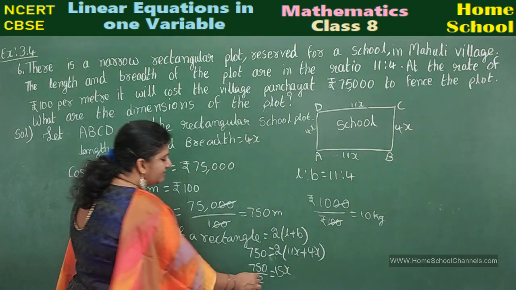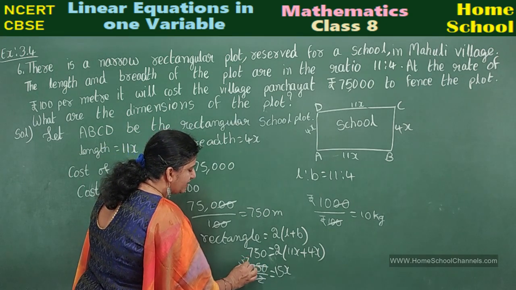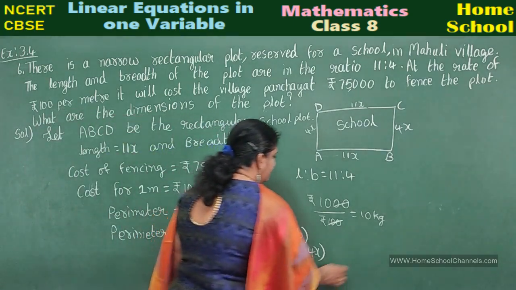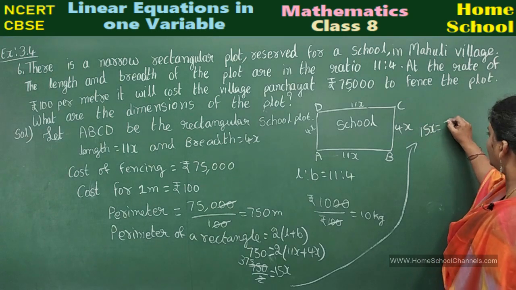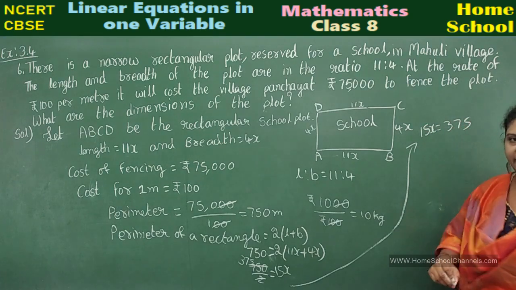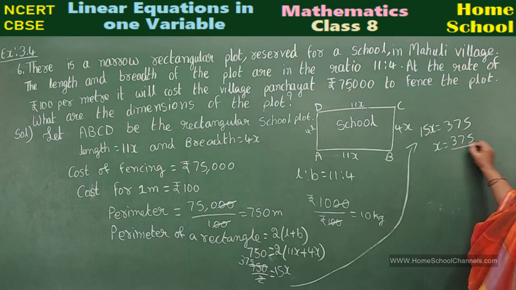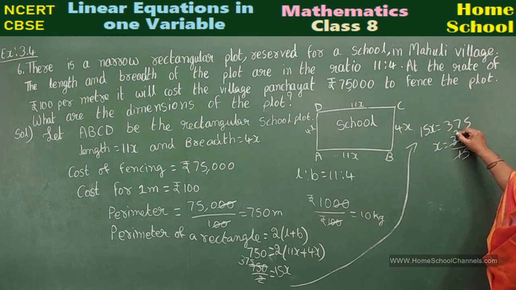will be 15x. Cancel this one. 2 3s are 6, 2 7s are 14, 2 5s are 10. That means 15x is equal to 375. x is equal to 375 by 15. Cancel. 15 2s are 30.